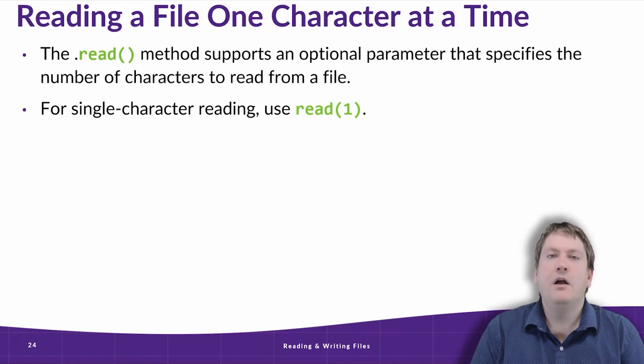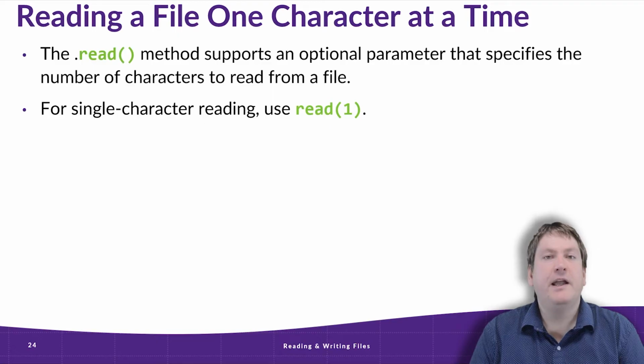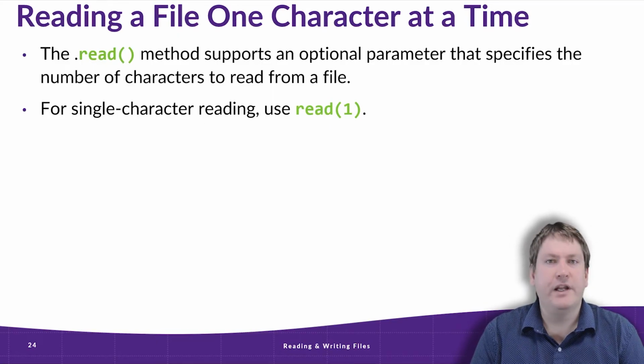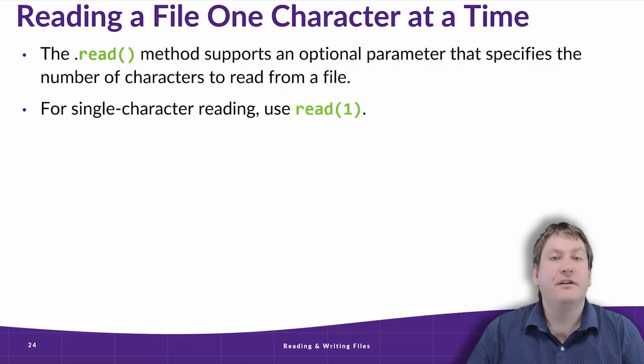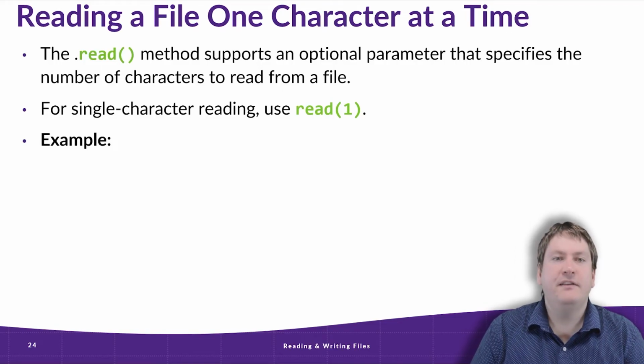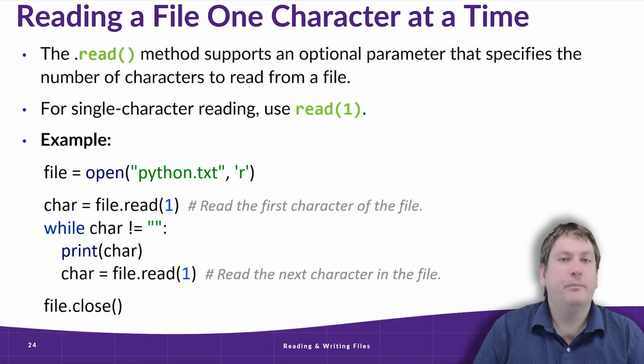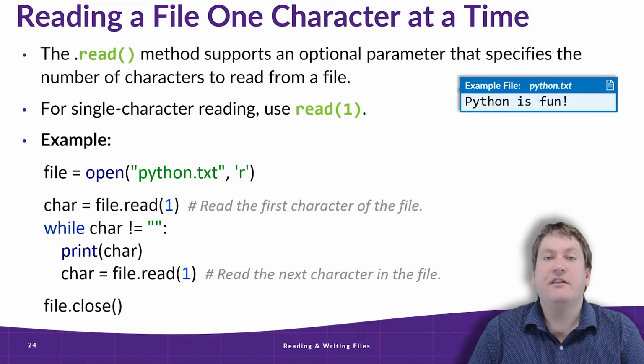it's a bit of a problem because it'll use up the computer's memory if it's a really big file. So another way we can use read is by giving it the number of characters to read in. So if we say read 1, it means it's going to read in a single character. We can take advantage of this to go through a file one single character at a time. Let's take a look at an example. In this program, we're going to be reading a file called python.txt, and that file is going to be very simple. It's just going to have one line of text that says Python is fun.